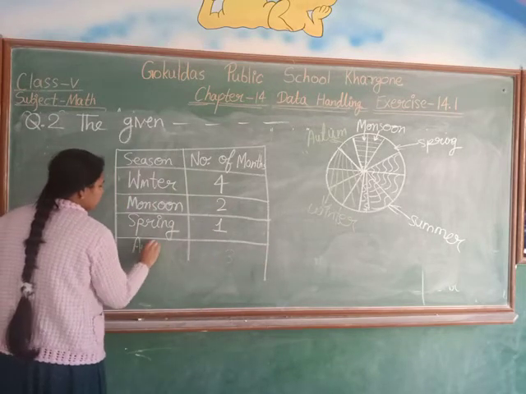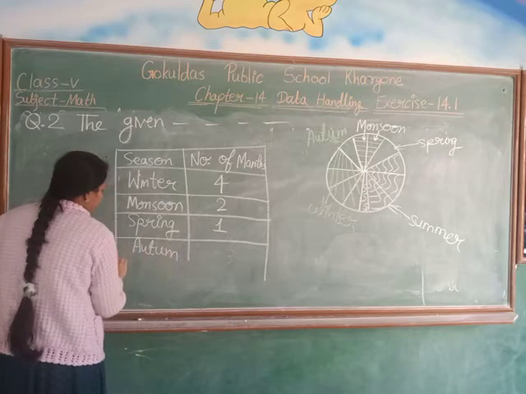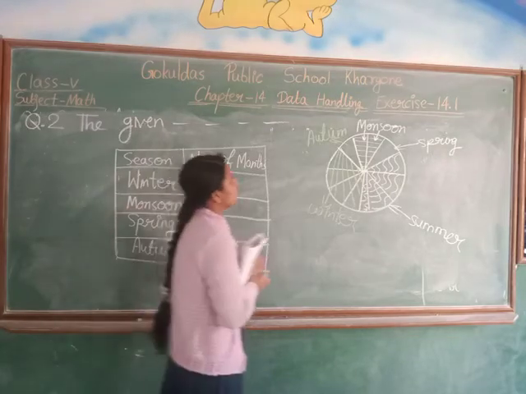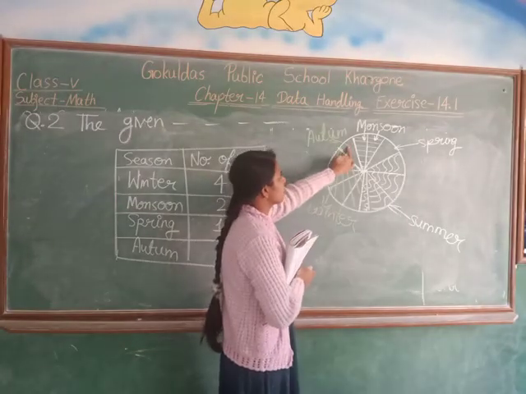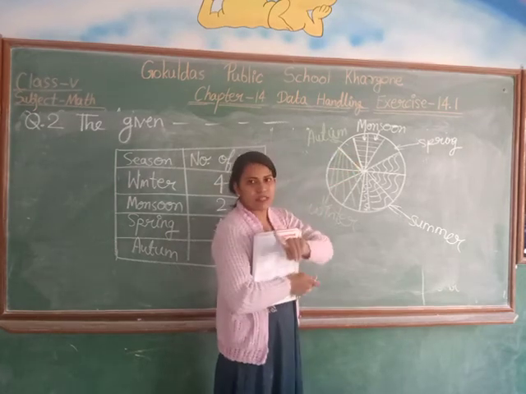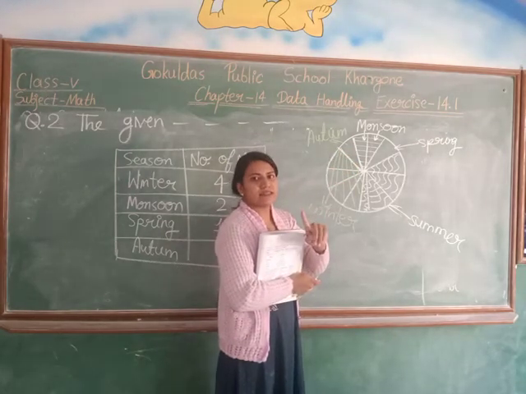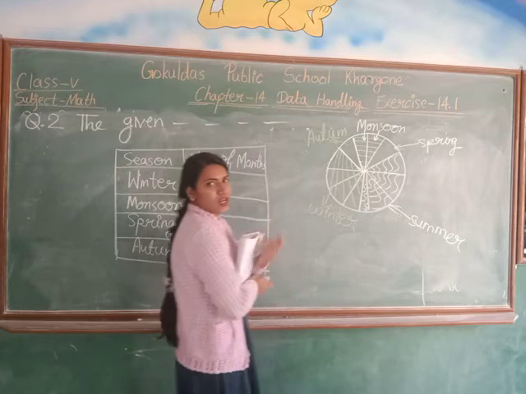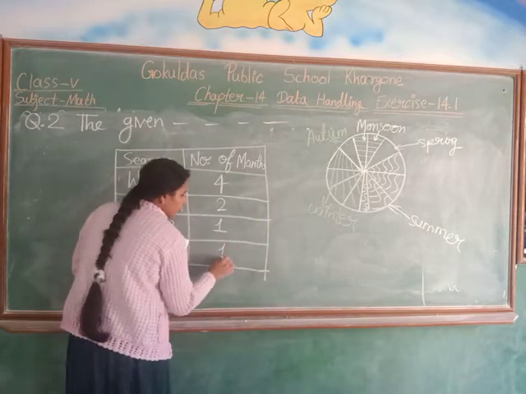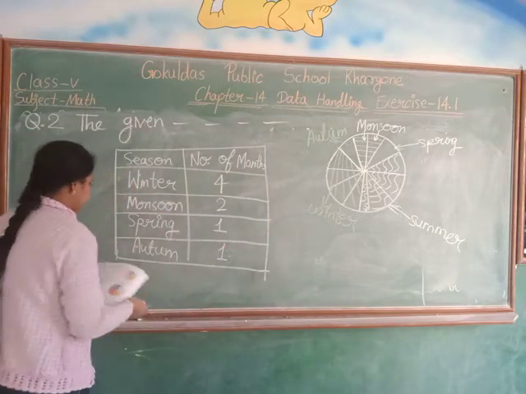Then autumn. For autumn season, count the number of slices. Only one slice is given and one slice represents 1 month. So the number of months for autumn is 1.